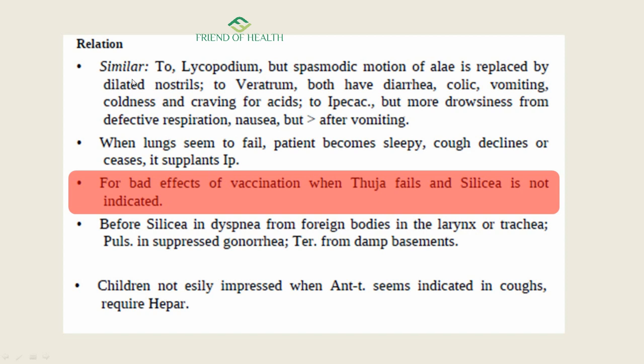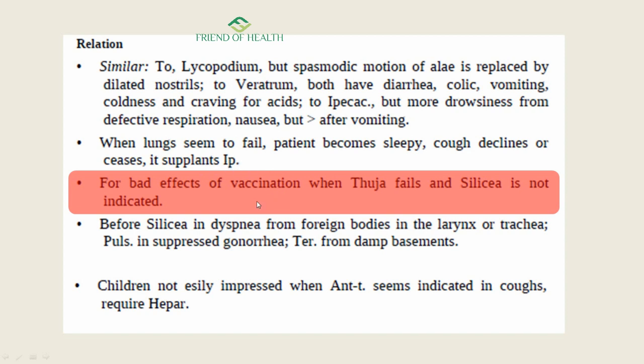You can see other similar symptoms. Antimonium tartaricum is similar to Lycopodium, but the spasmodic motion of alae is replaced by dilated nostrils. Similar to Veratrum, both have diarrhea, colic, vomiting, coldness and craving for acid. Similar to Ipecac, but more drowsiness from defective respiration, nausea, but not ameliorated after vomiting. Such things are very useful in the clinical aspect, and as far as the exam is concerned, lines which appear very benign will be very important. When lungs seem to fail, patient becomes sleepy, cough declines or ceases, it supplants Ipecac. So this kind of line is important.